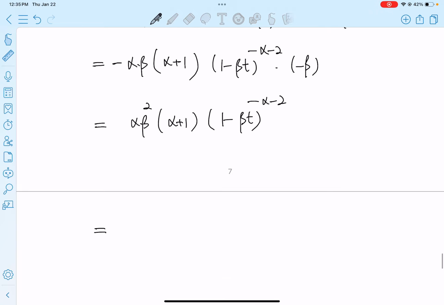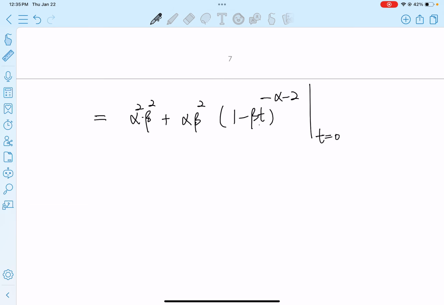And again, we have alpha squared beta squared plus alpha beta squared, and then (1 minus beta t) to the negative alpha minus 2. But again, we need to evaluate at t equal to 0. So when we plug in t equal to 0, we have a 1 raised to an arbitrary power. That is still equal to 1. We have alpha squared beta squared plus alpha beta squared.